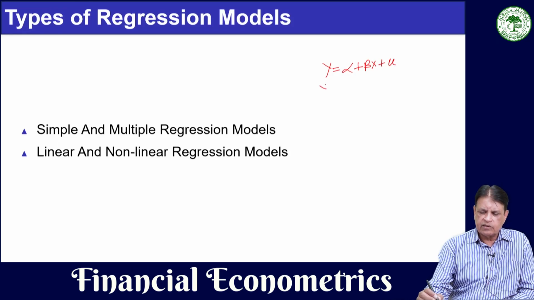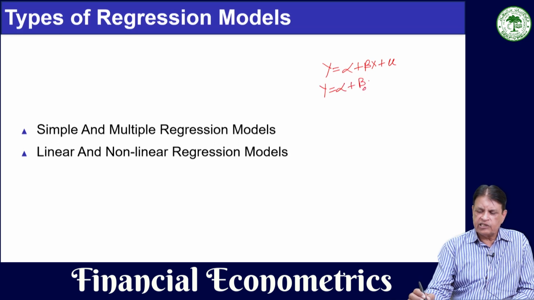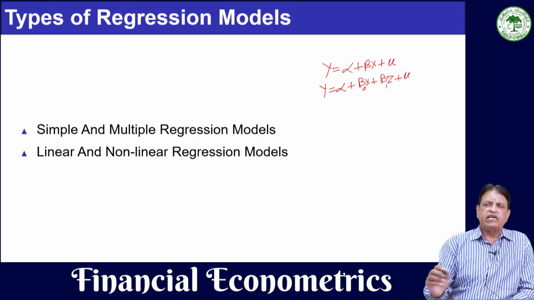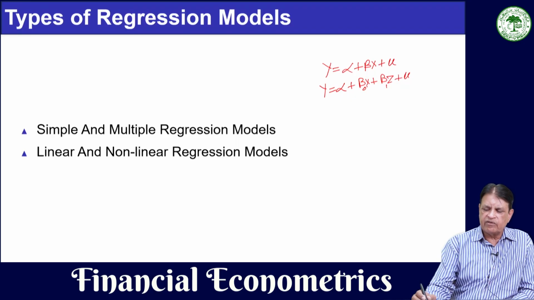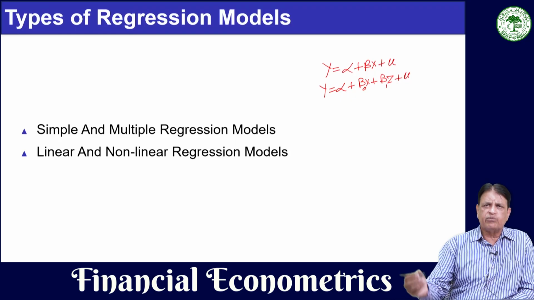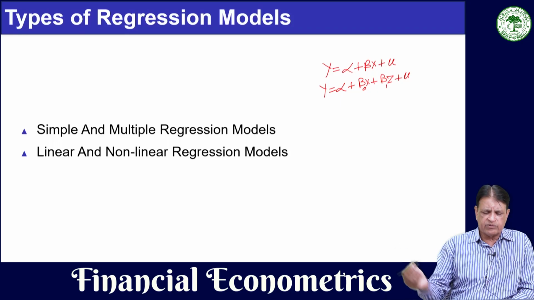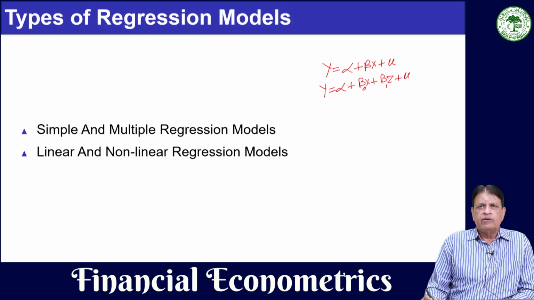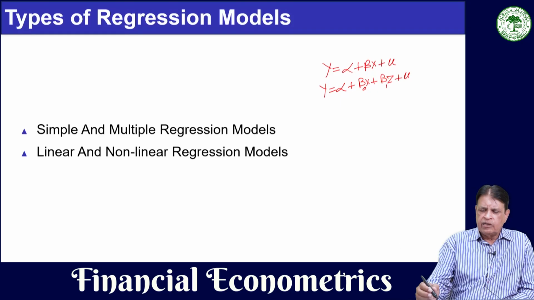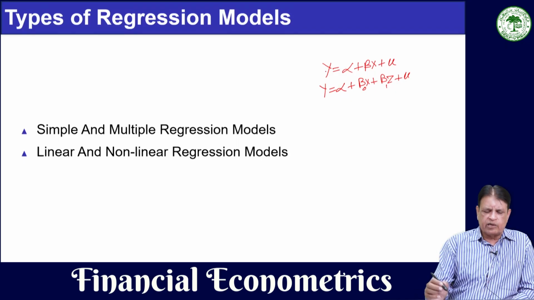Multiple means, suppose we have something like this: alpha plus beta 0 x plus beta 1 z plus u. So here we have more than one independent variable. The two independent variables here are x and z. There may be more than two, there may be 3 or 4. So these are multiple regression models, but both are single equation models.